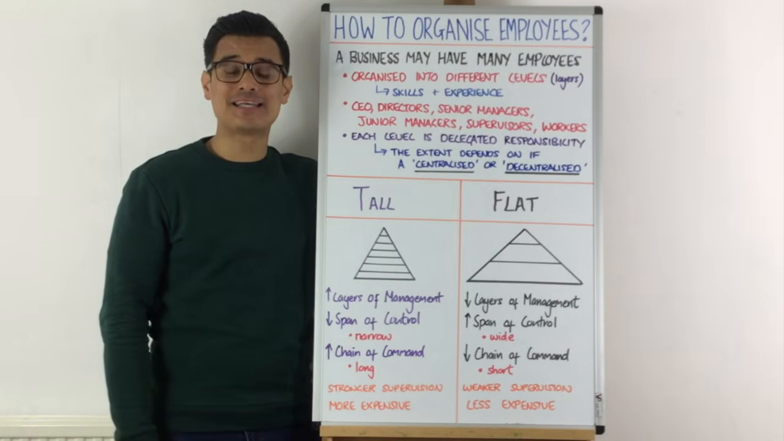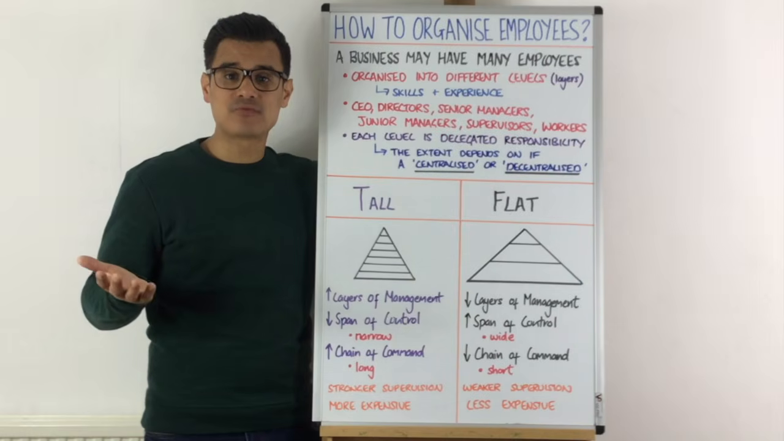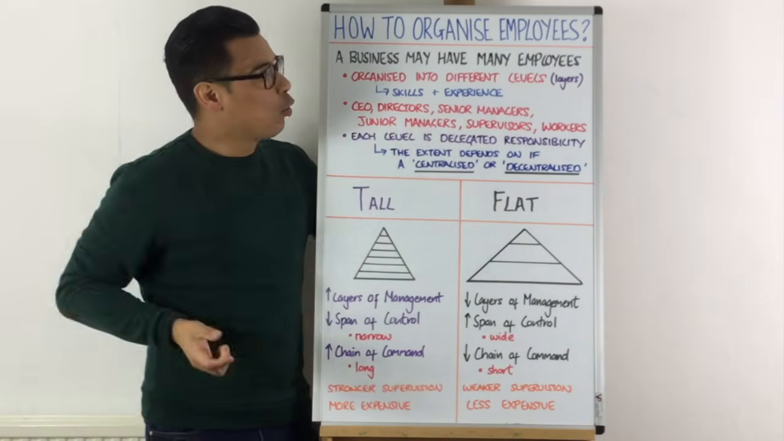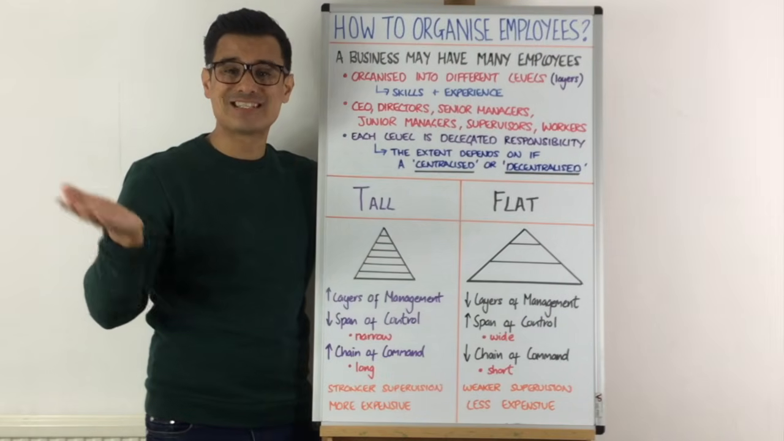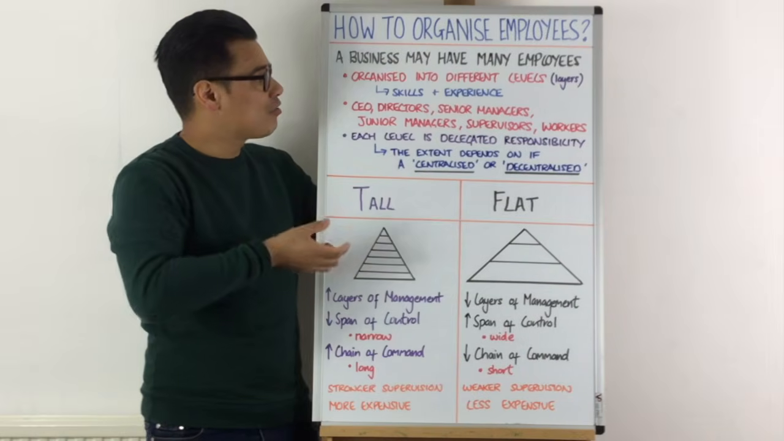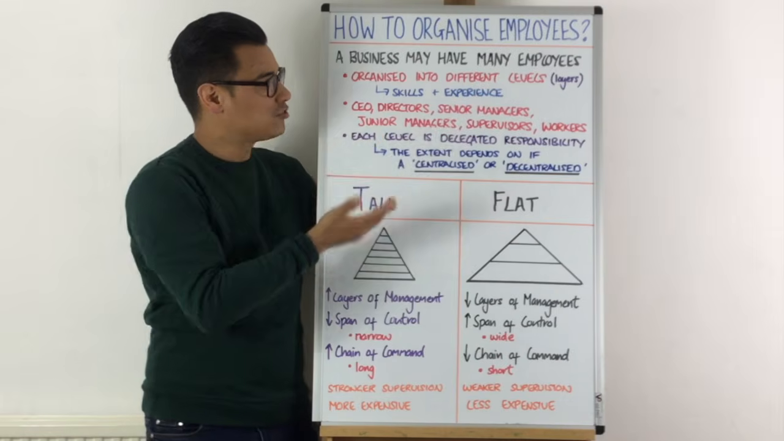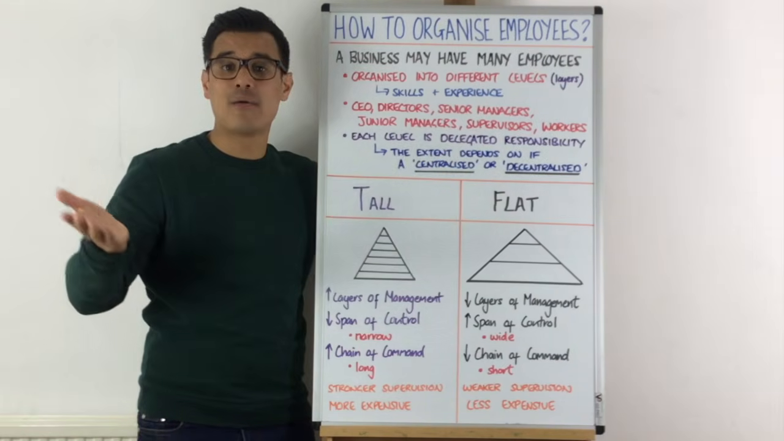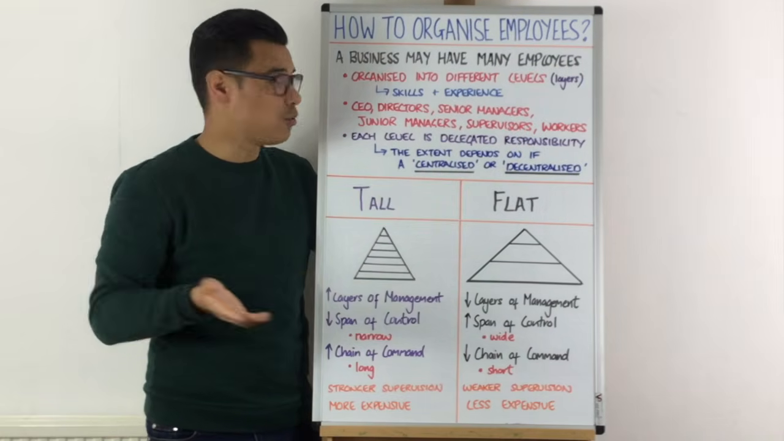On how to organise employees. So a business is likely to have many employees, sometimes referred to as staff or workers, and they will be likely to be organised into different levels or layers, and that will be dependent on the worker's skills and experience. Those with the most skills and most experience may end up being the CEO, and then you'll have directors, senior managers, junior managers, supervisors, and likely at the lowest layer, you'll have workers who are not responsible for other workers.